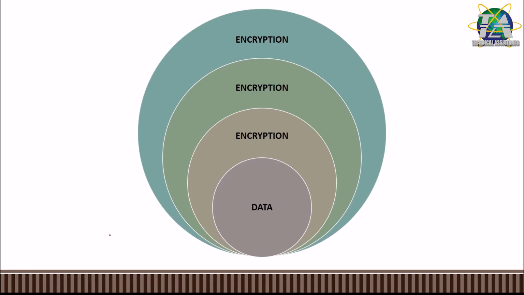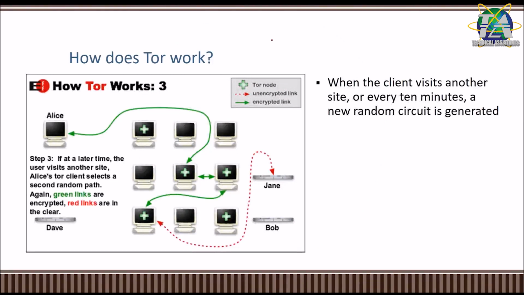With how Tor works, it actually provides an onion-like encryption, hence the name onion router, with the actual data in the middle and encrypted three times by default with three different encryptions. So in order to make Tor safer, whenever the client visits another site, or even every 10 minutes, a random circuit is generated by the client. Therefore, when it wants to visit another site or every 10 minutes, it will actually use different relays on the network itself. So no one will be able to pinpoint the activities of the client to which list of servers.